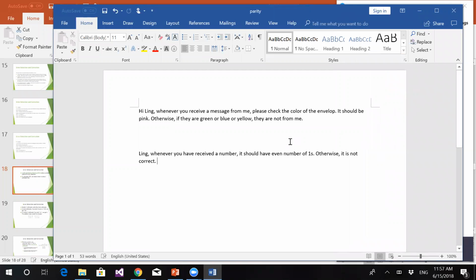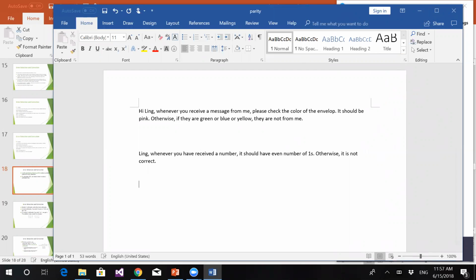Okay, in this session, we are going to talk about the other method for error checking, and that is the CRC code. So let's continue with this example. If I ask my friend that when will you receive the number, it should be even number of ones. That is an example of parity bit.